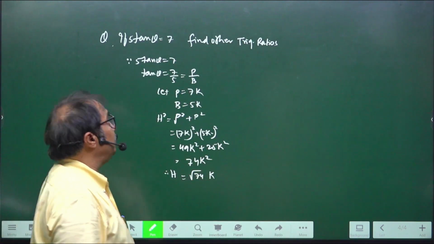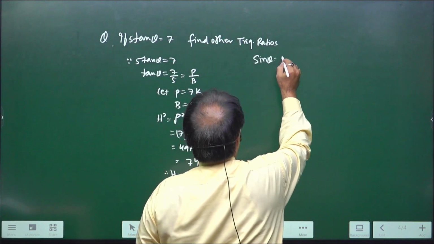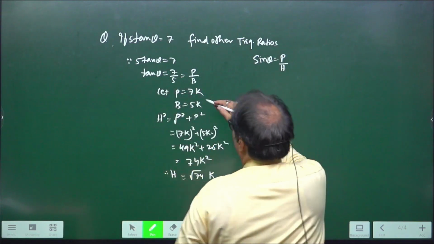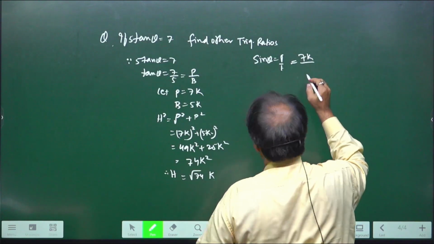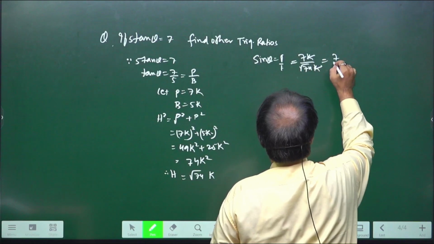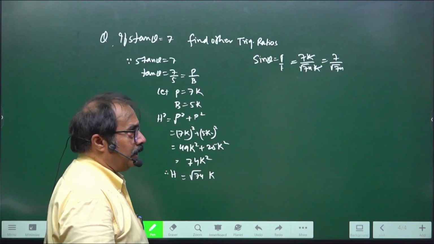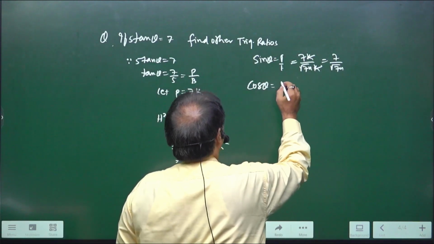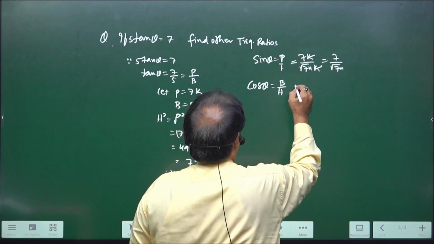And now we will find sin theta. Sin is the ratio of perpendicular and hypotenuse, and the perpendicular is 7K. Hypotenuse is root over 74 K. So K may be cancelled. So 7 by root over 74. This is the value of sin theta. Got it? Now cos theta. Cos is the ratio of base upon hypotenuse. So what is base?